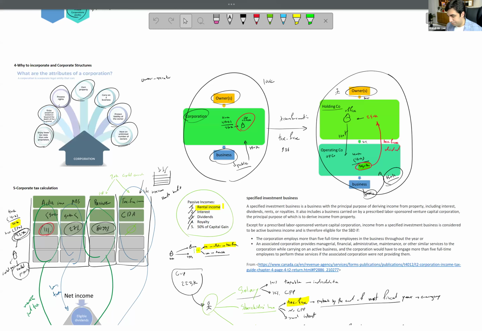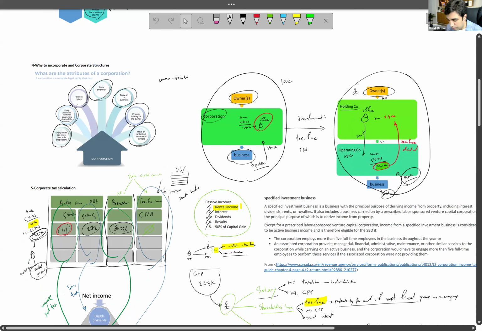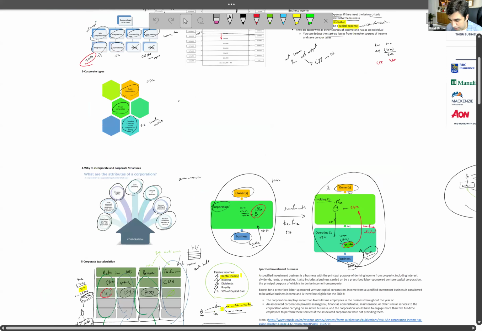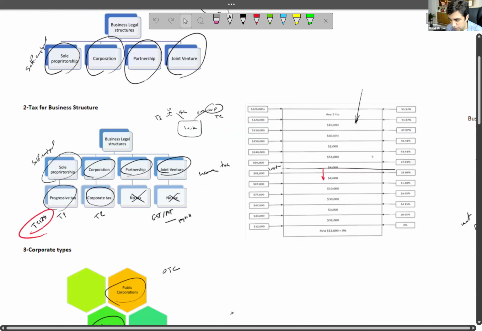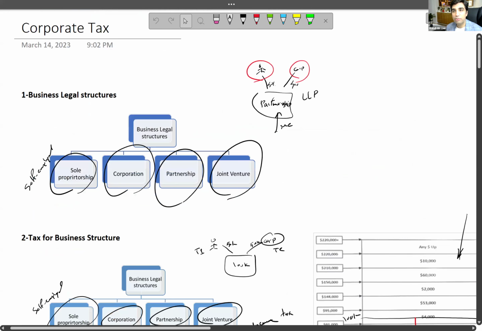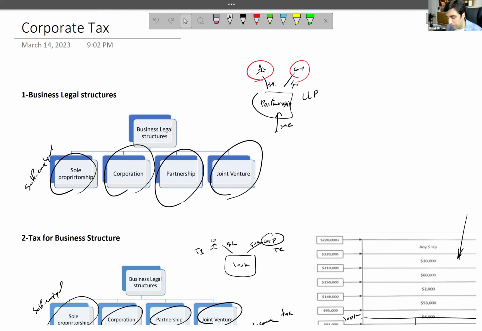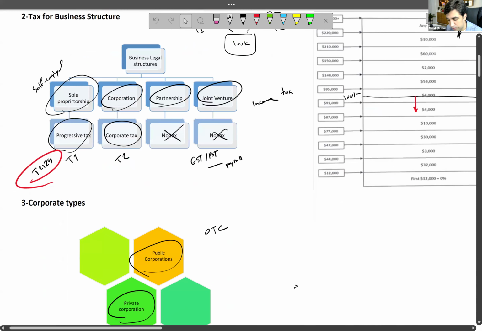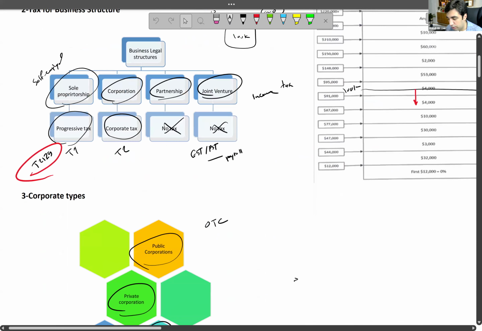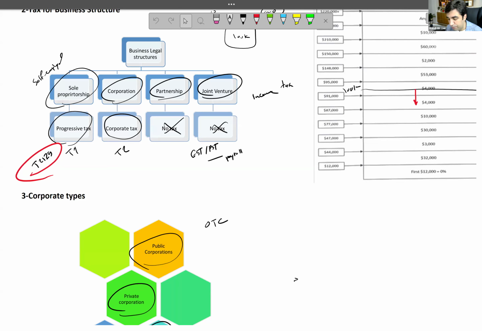Okay. In the previous session, we talked about the corporate tax. We talked about the structures of the business, how the businesses are structured. We said that we have four different business structures in Canada: the sole proprietorship, the corporation, the partnership, and the joint venture. Then we talked about the different tax structures. The partnership and joint venture don't have anything to file. The sole proprietorship just files the personal tax.